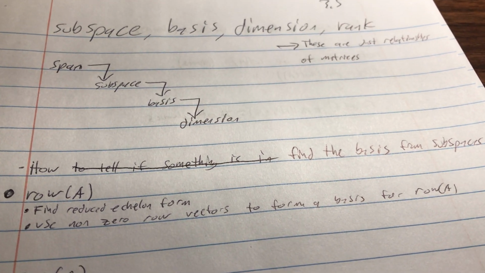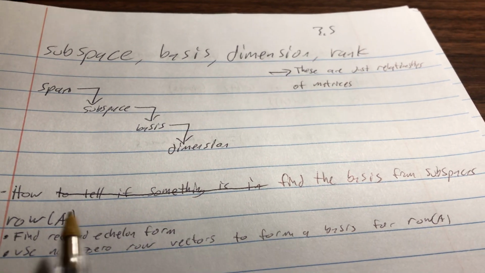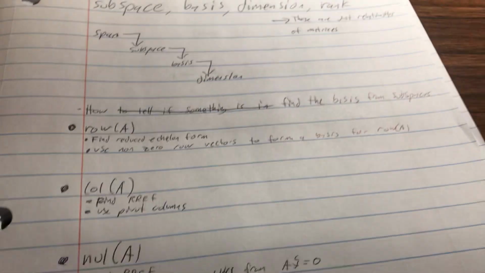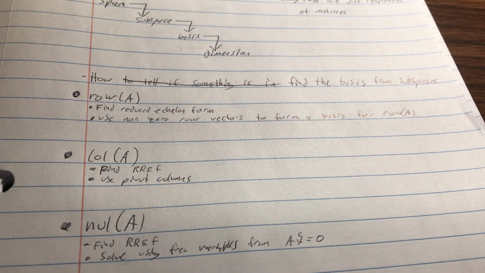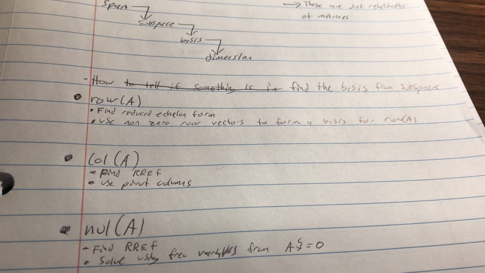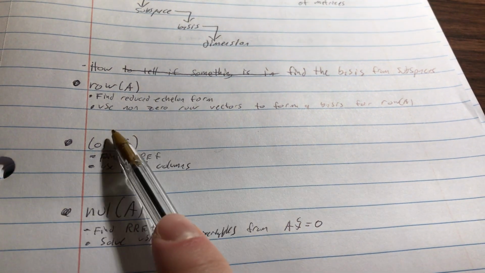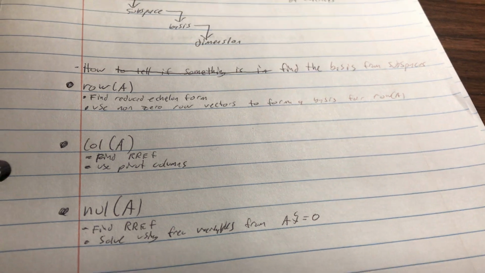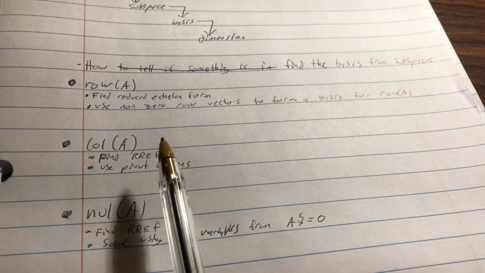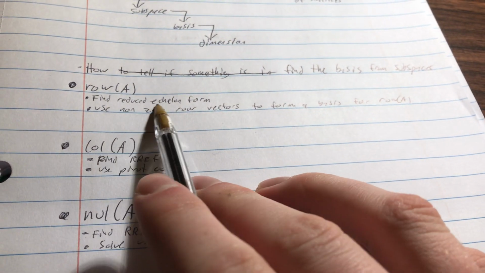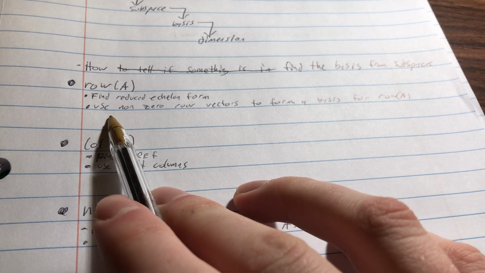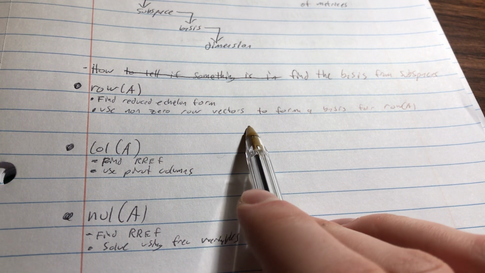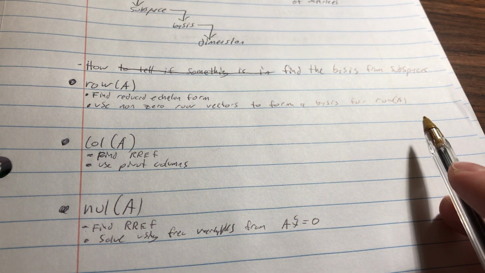Continuing on, we're going to try and see how to find the basis from subspaces. So we have three subspaces in the matrix. Specifically, there's three: the row space, the column space, and the null space. To find the row space, first you find the reduced echelon form, and then you use the non-zero row vectors to form the basis for the row space.